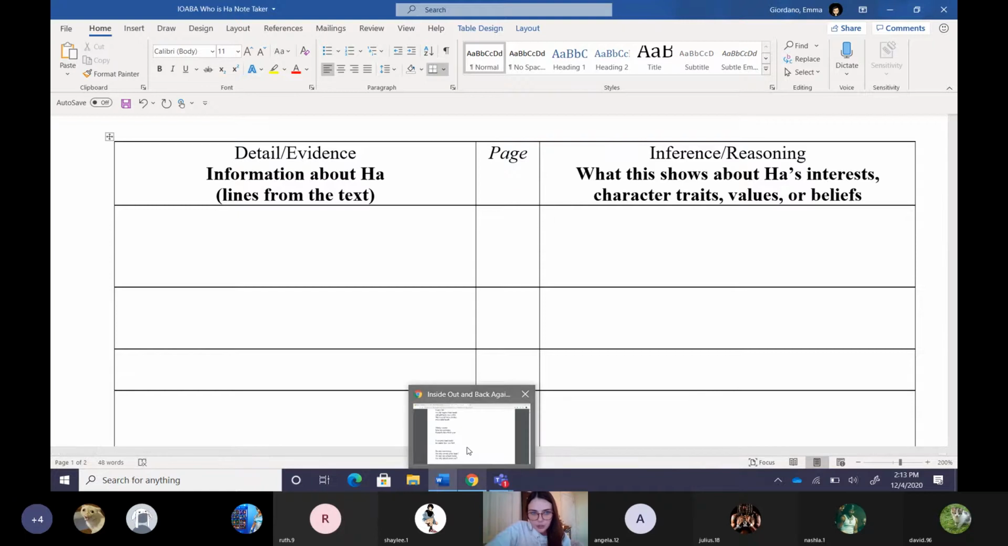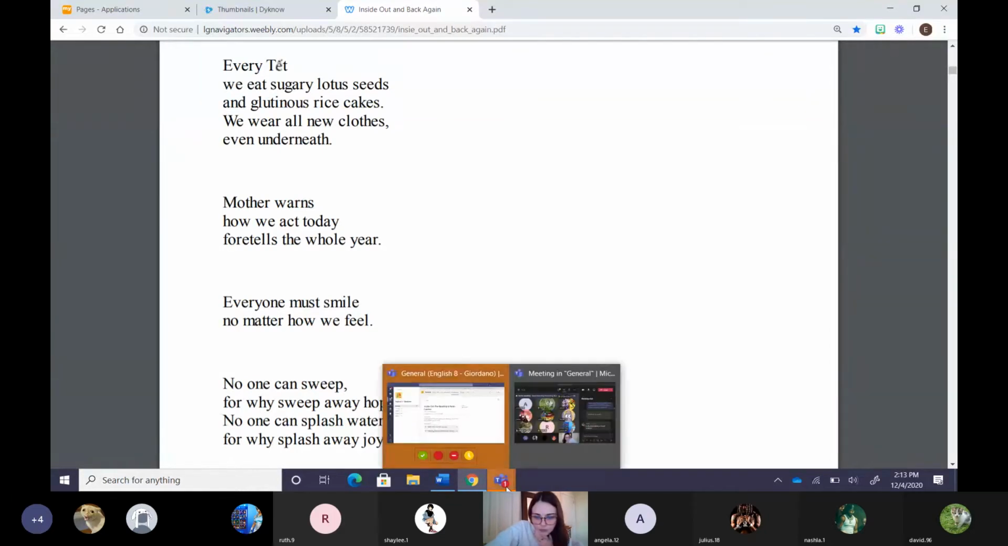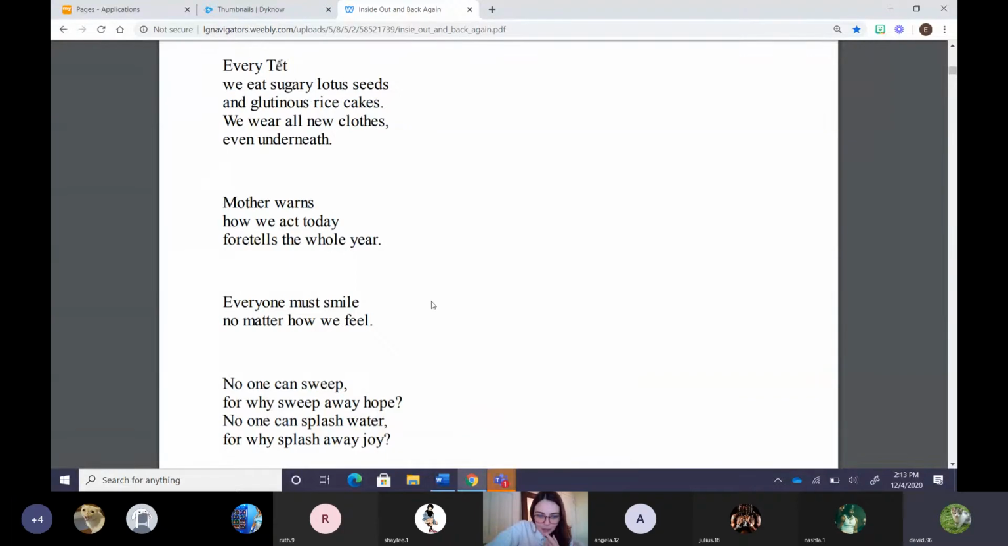Looking at the poem, what line in here shows that the mother is traditional? What line is the best one to choose? Ruth, go for it. I'm looking at you guys raising your hands. I apologize, I wasn't clicking over. I saw Ruth's hand up. What line in here shows the mother being traditional? Do you have one, Ruth? The one that foretells the whole year.